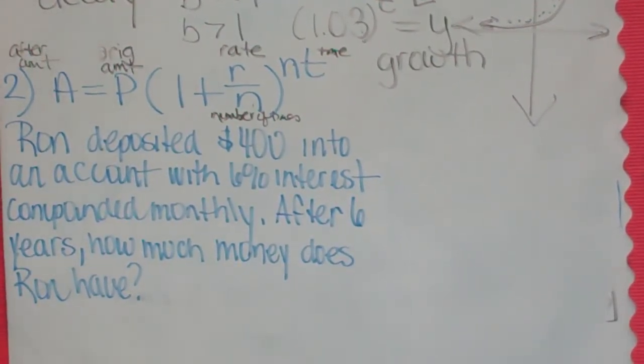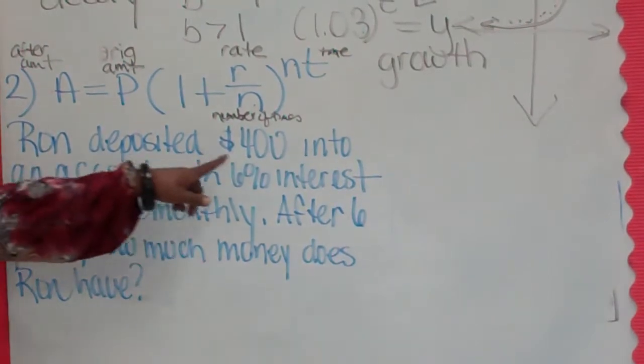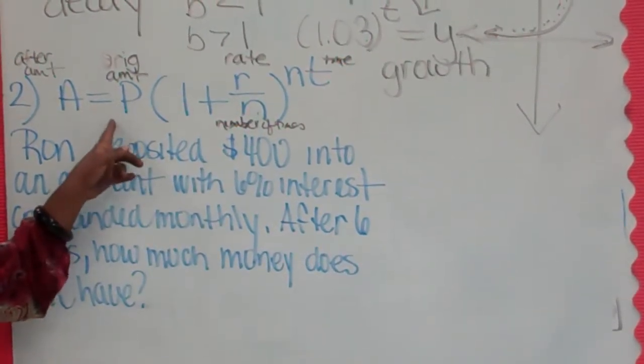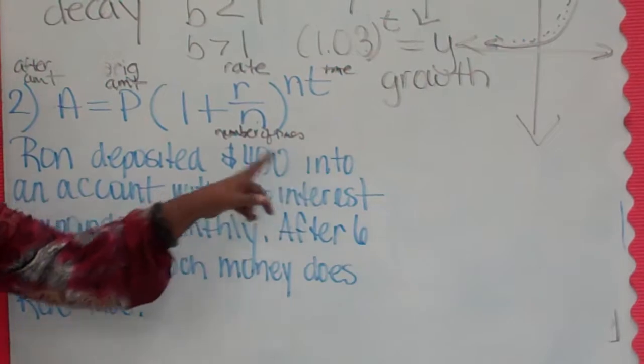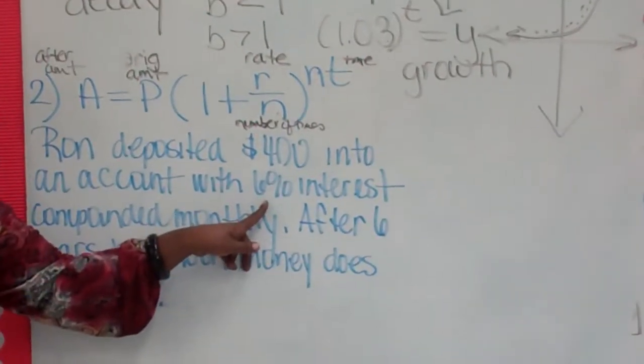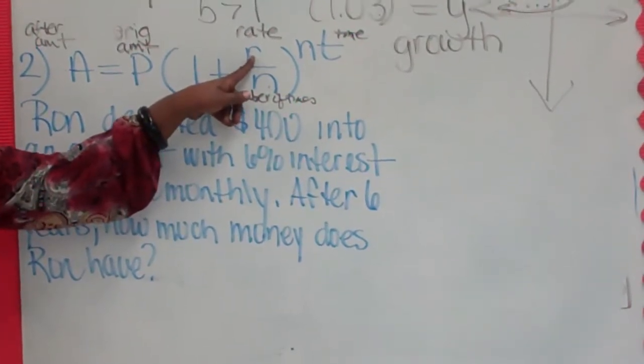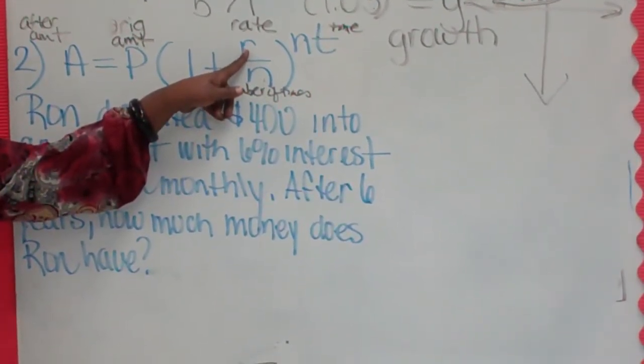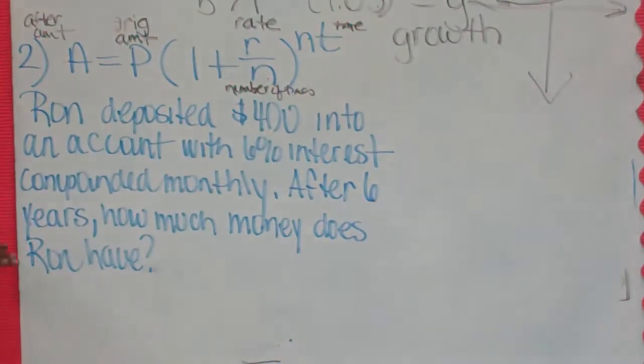All right, so let's look at the problem now. Ron deposited $400, so there's your original amount, $400, into an account with 6% interest. There's your rate. You're going to put it right here, 6% interest. Remember, you never put a percent directly in. You have to change it to a decimal.